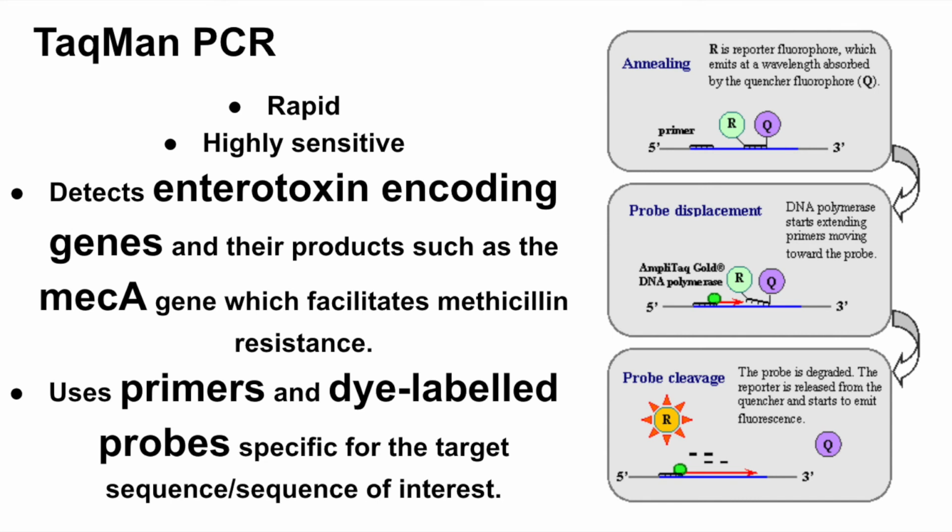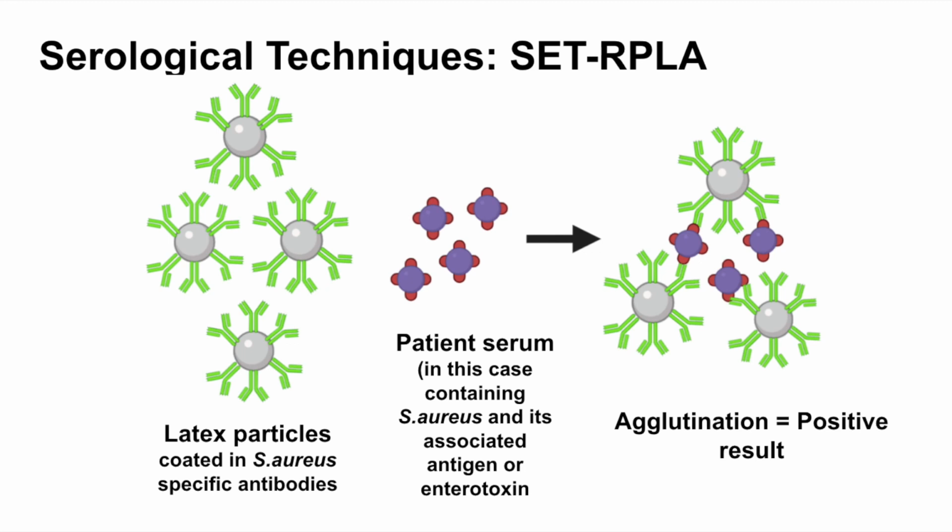TaqMan PCR is a real-time fluorescence PCR assay which detects several enterotoxin-encoding genes, their products, and the presence of the mecA gene, which facilitates methicillin resistance, and it does this through the use of primers and dye-labeled probes specific for the target sequence. Reverse passive latex agglutination assay is also another commonly used technique to detect S. aureus infection through the use of polyclonal antibodies specific for the different S. aureus enterotoxins. This technique takes between 2 to 3 days to obtain results and is slightly more expensive than TaqMan PCR, at $12 per strain as opposed to $8.